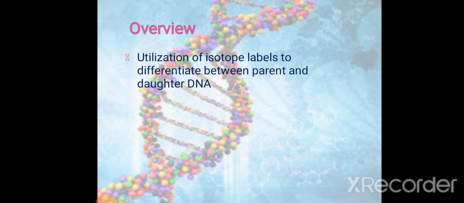Majorly within this experiment, there is the utilization of these two different isotopes of nitrogen for the purpose to label the DNA molecules, that is, to differentiate between the parental DNA and the daughter DNA molecules. Means to differentiate between the parental DNA which contains the N14 and the daughter DNA which contains the N15. Majorly for that purpose there is the labeling of these DNA molecules by using these two different isotopes of nitrogen.